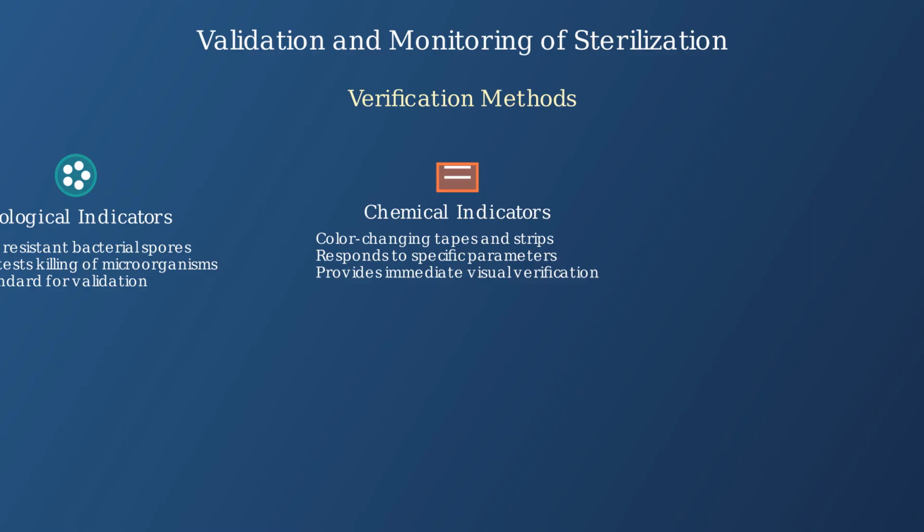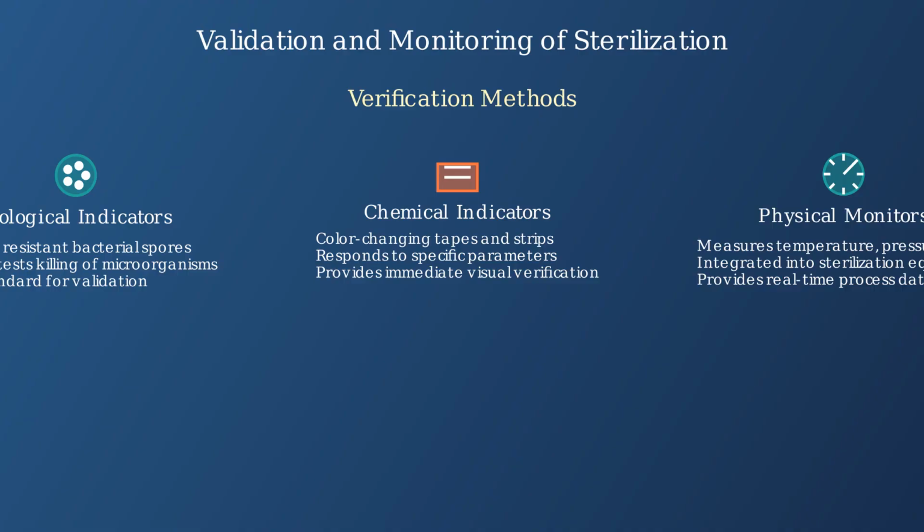Chemical indicators like color-changing tapes and strips respond to specific parameters and provide immediate visual verification of exposure to sterilization conditions. Physical monitors measure parameters like temperature, pressure, and time, providing real-time data during the sterilization process. Let's look more closely at biological indicators or spore tests, which are the most reliable method for validating sterilization effectiveness.